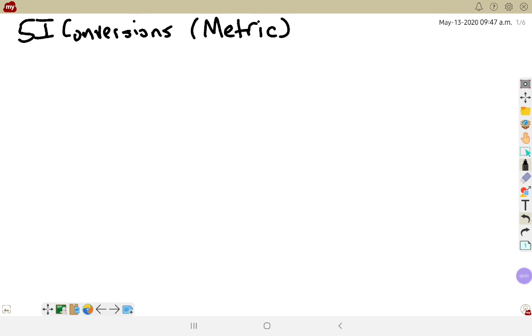So today we're going to be looking at performing conversions within the metric system. Okay, so I'm going to give you a bunch of different prefixes that we use. So I'm going to start off in the middle here. Right in the middle, that's where we have our base measurement.